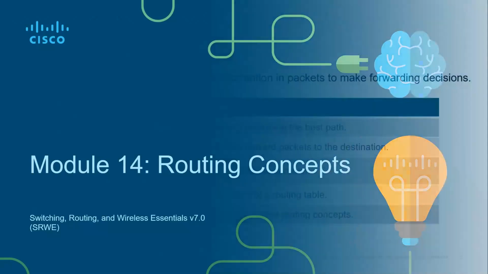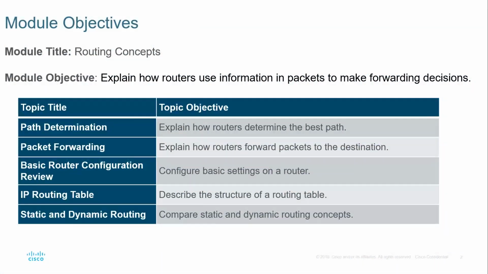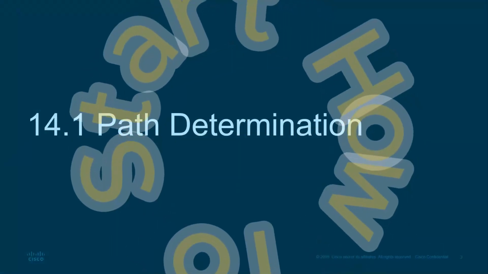So what are we going to be covering in this course? We're going to be looking at path determination, how the routers actually route. We're going to review a basic configuration of a router. We're going to examine an IP routing table, and we're going to look at static and dynamic routing protocols. So let's go ahead, let's jump into our path determination.